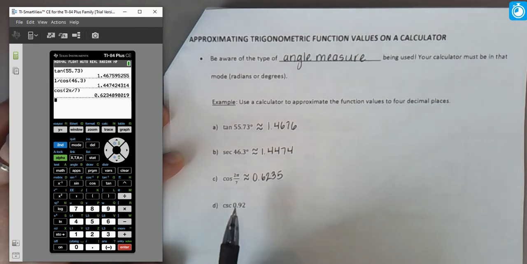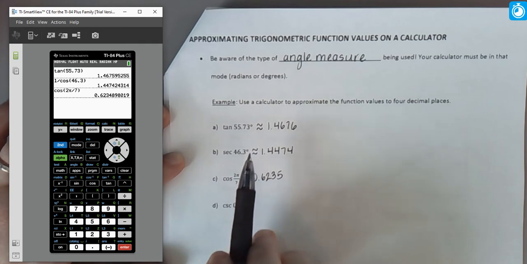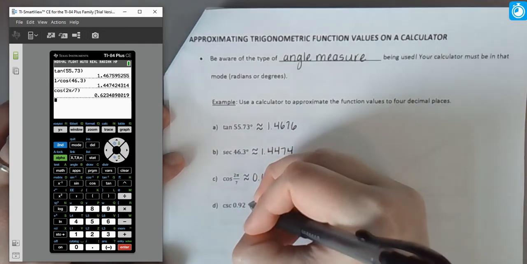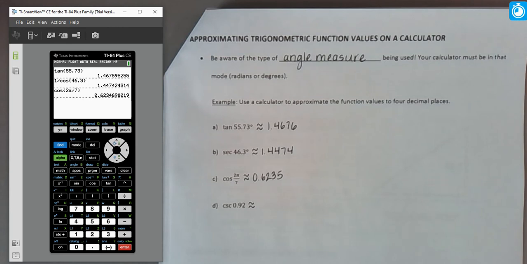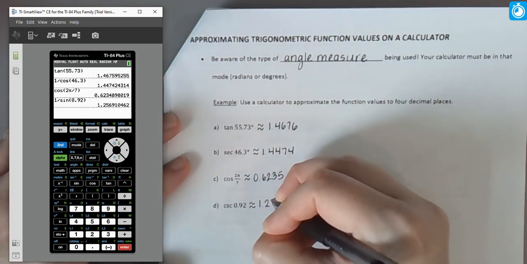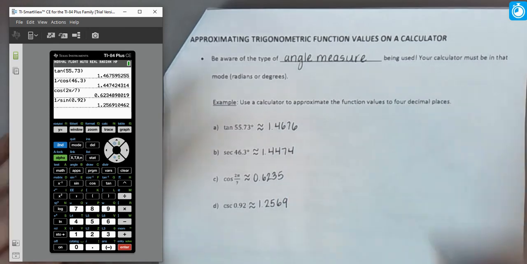Okay, and then last but not least, cosecant of 0.92. Is that degrees or radians? Well, there's no degree symbol, so it's understood to be radians. Again, we don't have a cosecant button. That sine with a superscript of -1 is not cosecant. Cosecant is defined as the reciprocal of sine. So if we want a cosecant, we have to actually evaluate 1 divided by the sine of whatever our angle measure is, in this case 0.92 radians. So there we go, roughly 1.2569. And there we go.